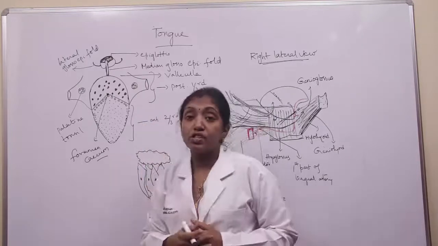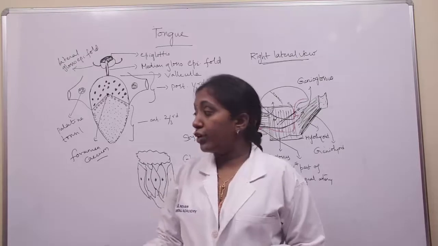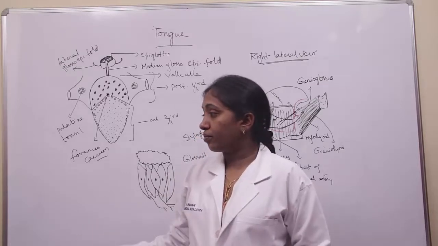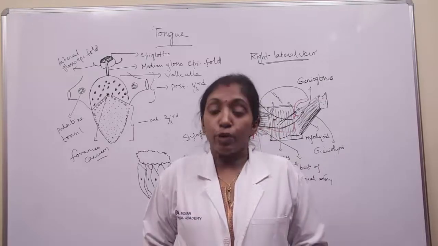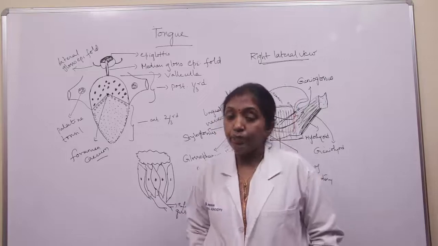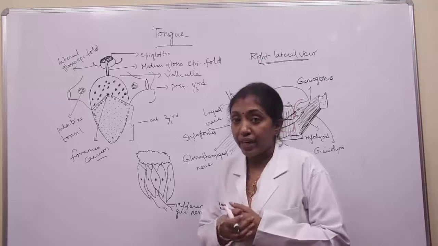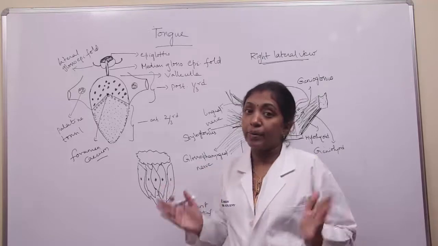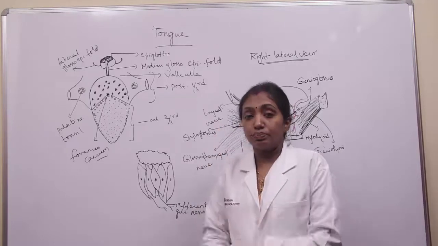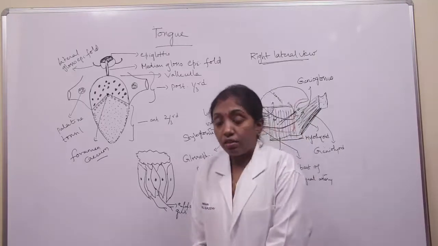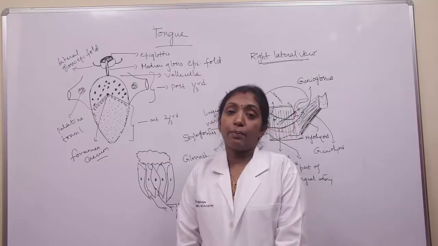Coming to the inferior surface of the tongue, the inferior surface of the tongue is connected to the floor of the mouth by a mucous fold called frenulum linguae. On either side of the frenulum linguae, we can see other folds called plica fimbriata. In between the frenulum linguae and plica fimbriata, we have the profunda lingual veins. And at the base of the frenulum linguae, you will be able to see the opening of the submandibular duct.